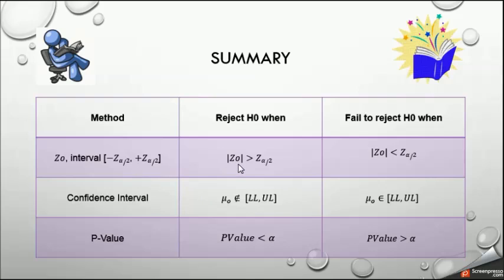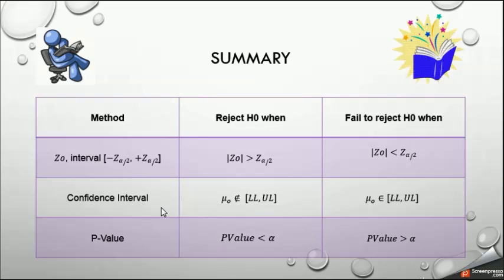So if the Z0 is larger than Z alpha over 2 or less than minus Z alpha over 2, we will reject H0, which means the absolute value of Z0 is larger than Z alpha over 2. On the other hand, we are going to fail to reject the null hypothesis if the absolute value of Z0 is less than Z alpha over 2. So in this case, it means that Z0 lies in the acceptance region between Z alpha over 2 and minus Z alpha over 2.